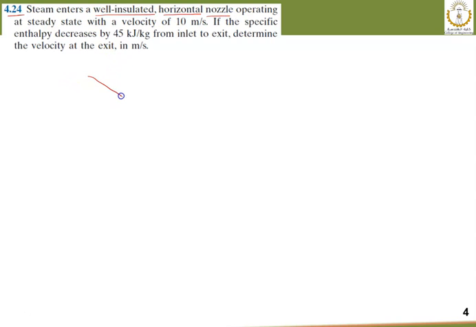A nozzle is a device used generally to increase velocity by decreasing the cross-sectional area of the flow. So something like this, okay, where we have flow coming from here and leaving here. So we call this 1, this 2, at steady state. So this is a steady state device, okay.